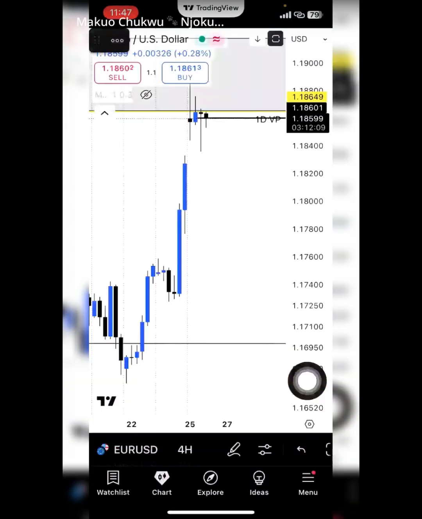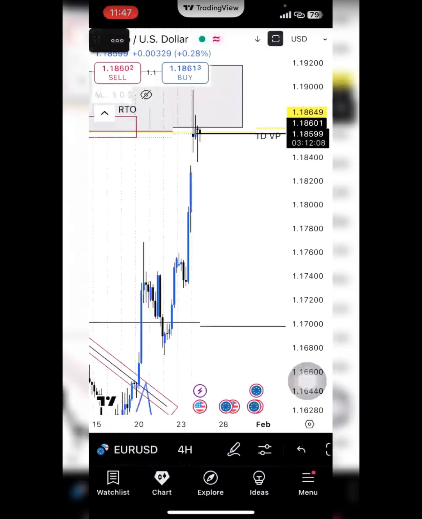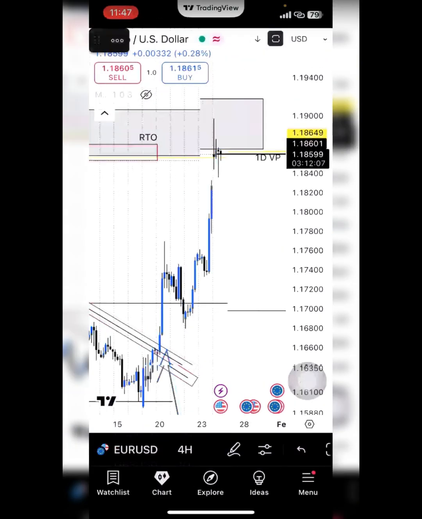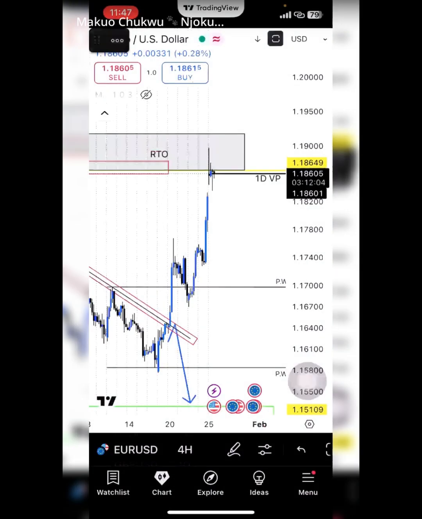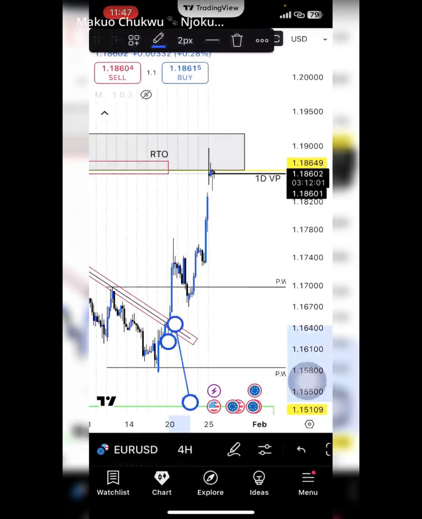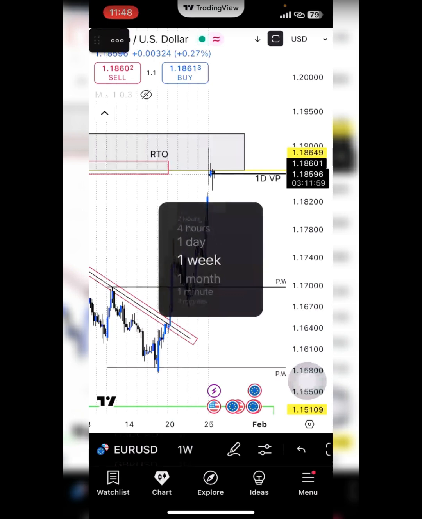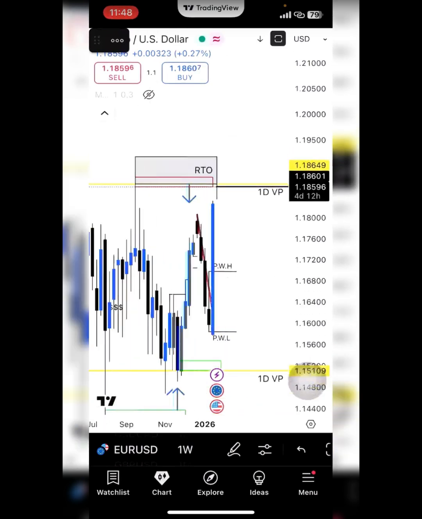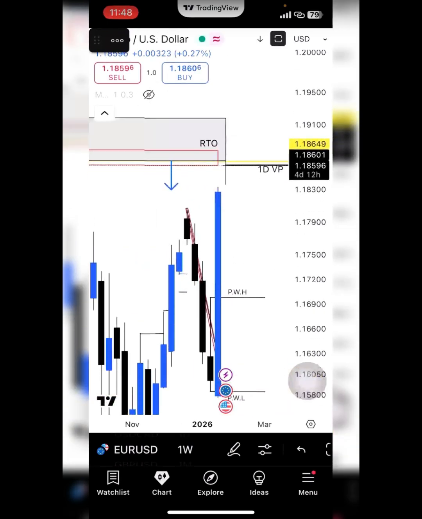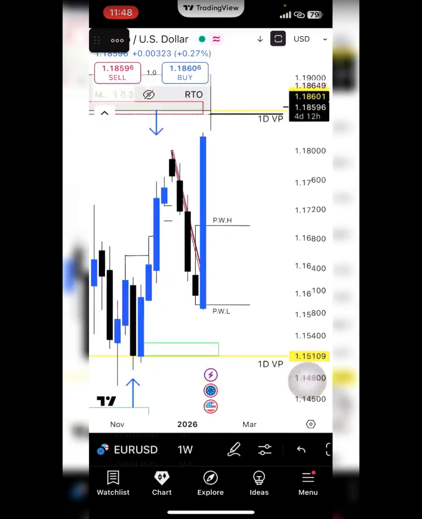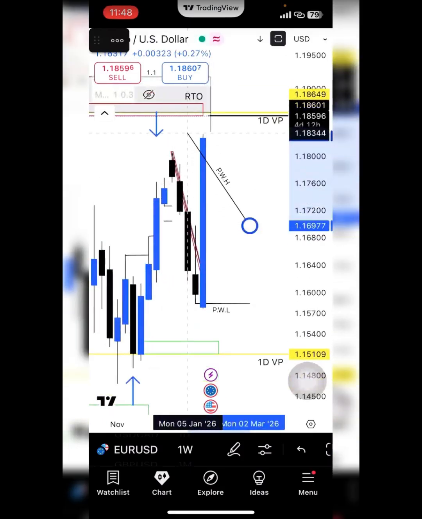So for the Euro USD pair, this is on the 4 hours time frame. Let us update this chart. We go to the weekly time frame. On the weekly time frame, we mark out the previous week high and previous week low. So this is the weekly candle. So we just mark out this previous week high.